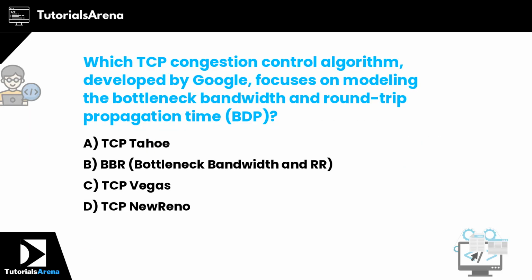Which TCP congestion control algorithm, developed by Google, focuses on modeling the bottleneck bandwidth and round-trip propagation time, BDP? The correct answer is option B, BBR, bottleneck bandwidth and RTT.